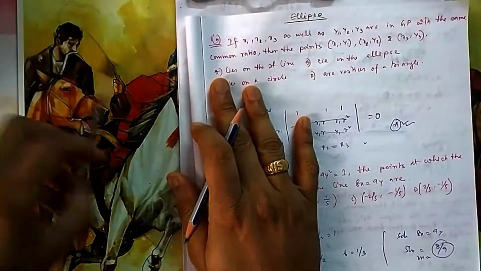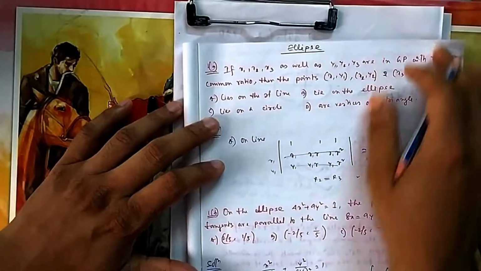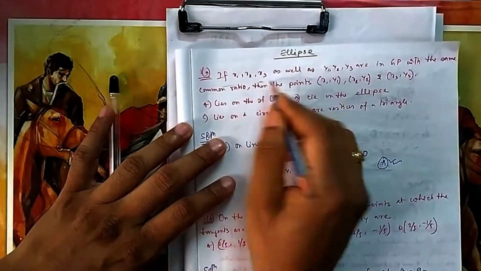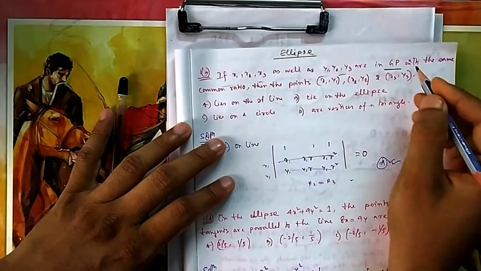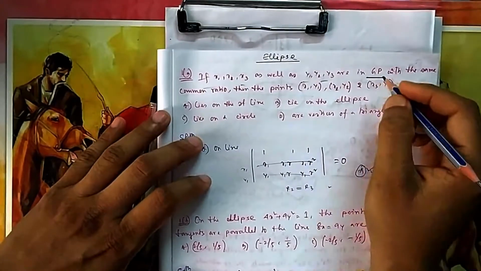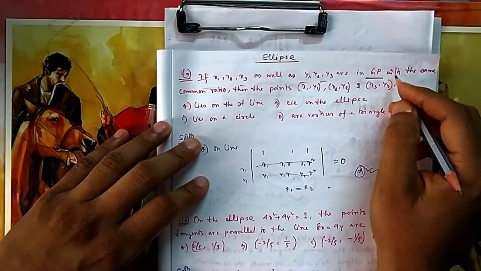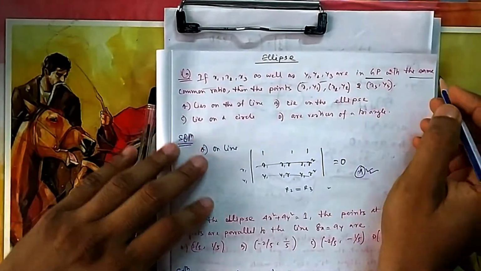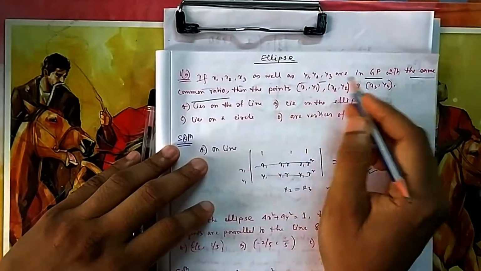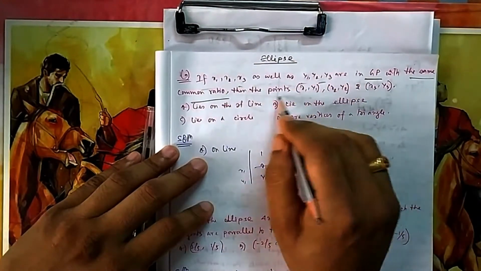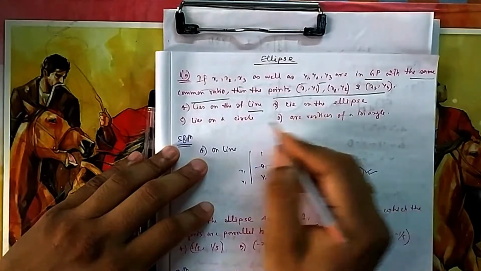If you see question number 1a, what is it asking in ellipse? If x1, x2, x3 as well as y1, y2, y3 are in GP, again, GP you have not studied, but forgive me for some time. I will write the formula, you will see how it comes in the progression chapter. With the same common ratio, the common ratio is the same for both these GPs. Then do the points lie on a straight line, ellipse or circle?